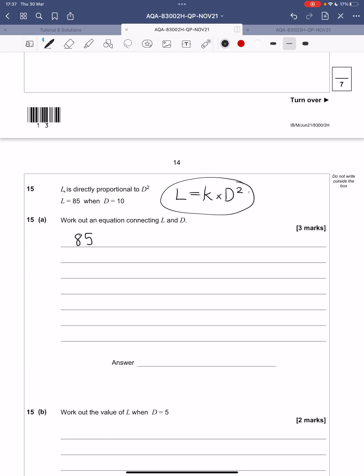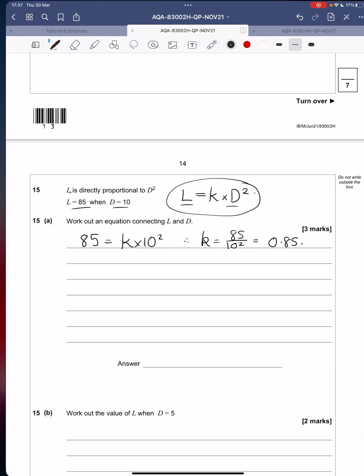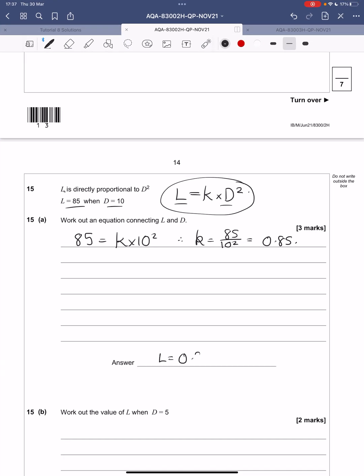So 85 is K times 10 squared. Substitute these into the right side there. So therefore K is 85 divided by 10 squared. So it's 85 divided by 100, 0.85. So we've actually got L is 0.85 D squared.